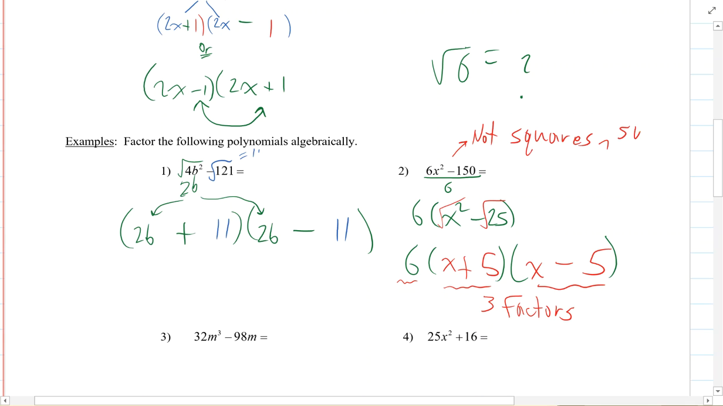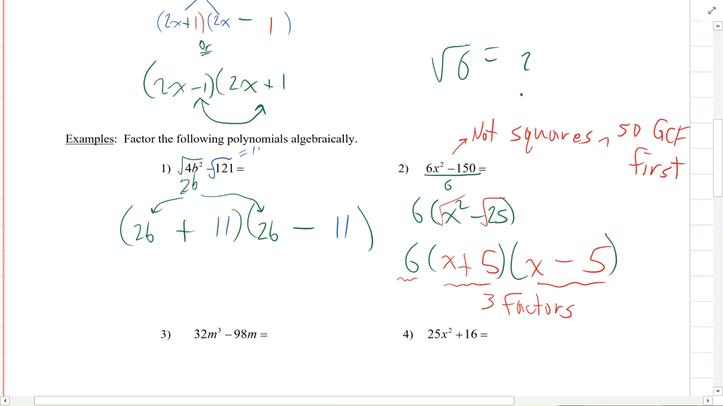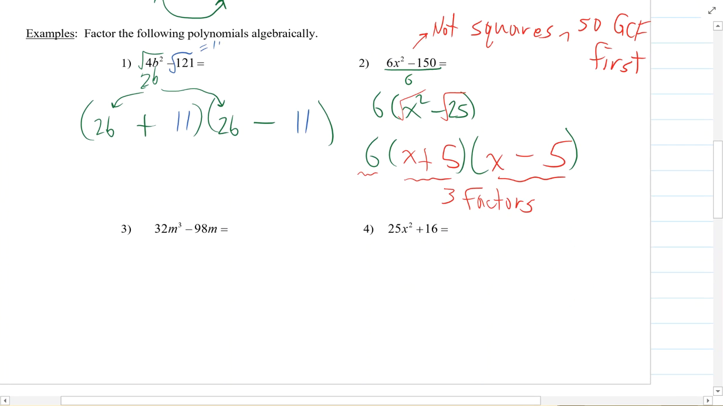So GCF first. If you ever get some weird questions, look for your GCF. Let's look at the next one. 32 and 98, those are not squares. So we're going to look to take out a GCF.